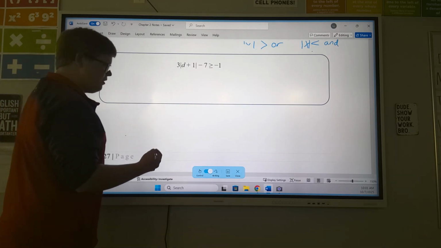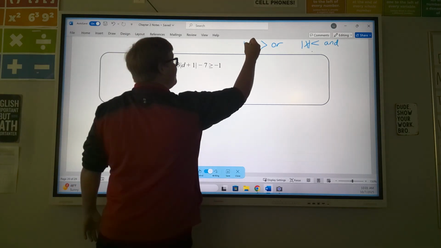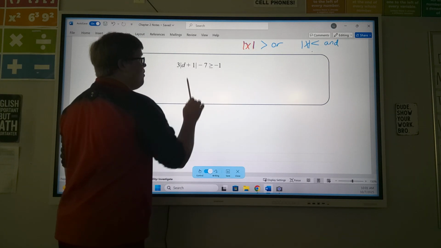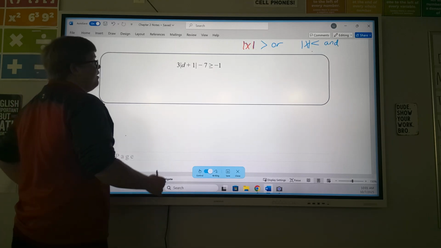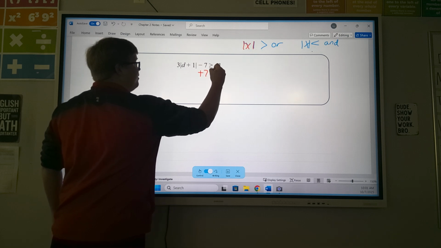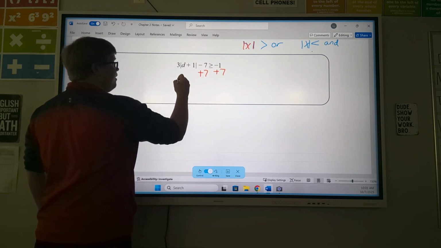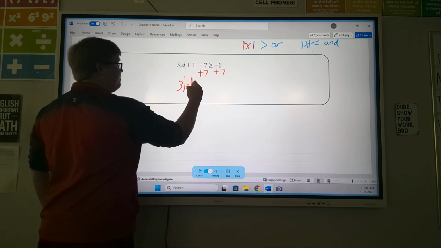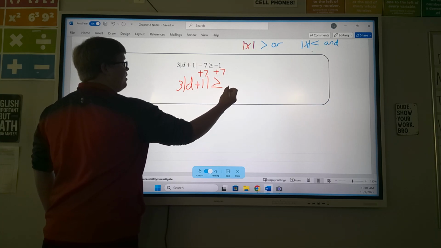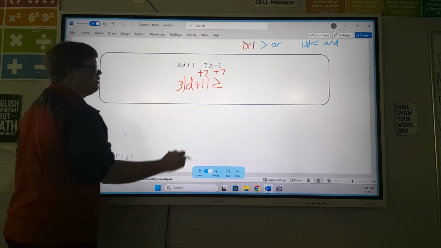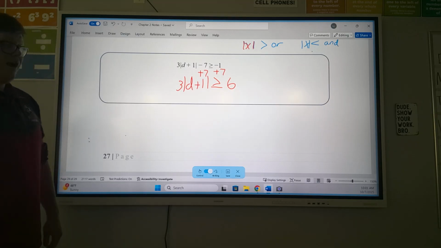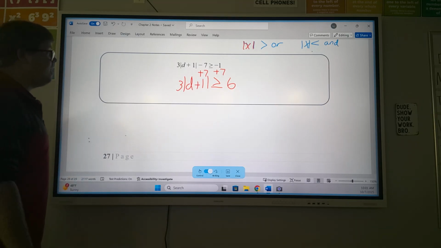Okay, so hopefully you've already solved this on your own. And we've identified first that this is an OR compound inequality. We have to get this absolute value by itself. That means we need to add 7 to both sides. So now we have 3 times the absolute value of d plus 1 is greater than or equal to negative 1 plus 7, which is a 6. Now, in order to get our absolute value by itself, we need to divide by 3.